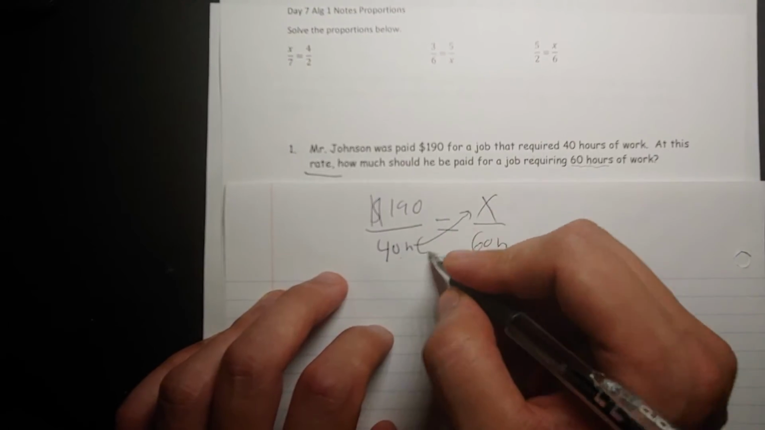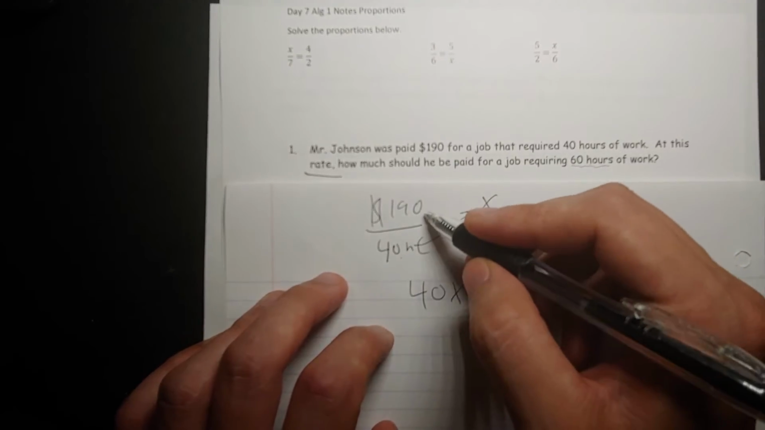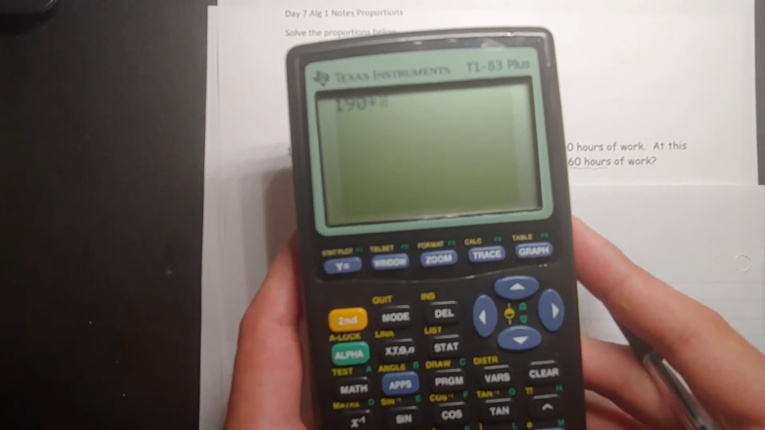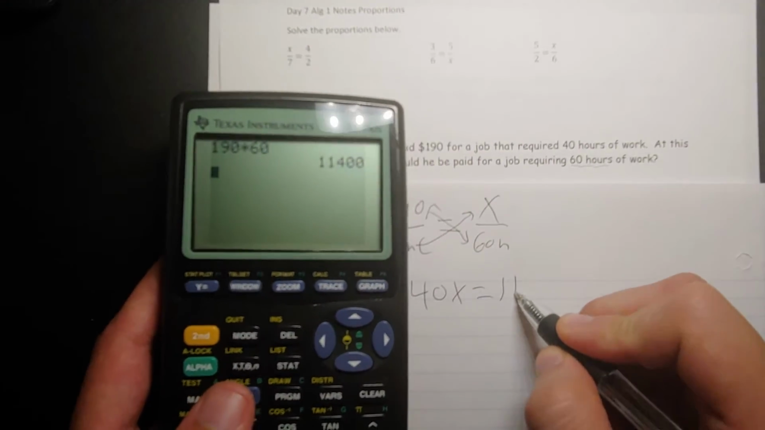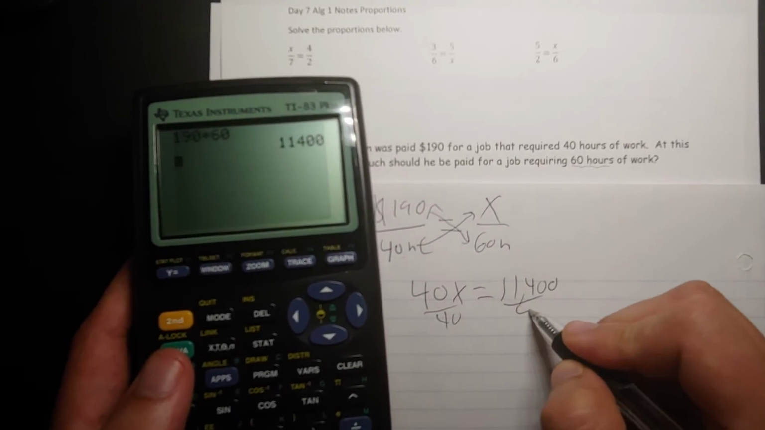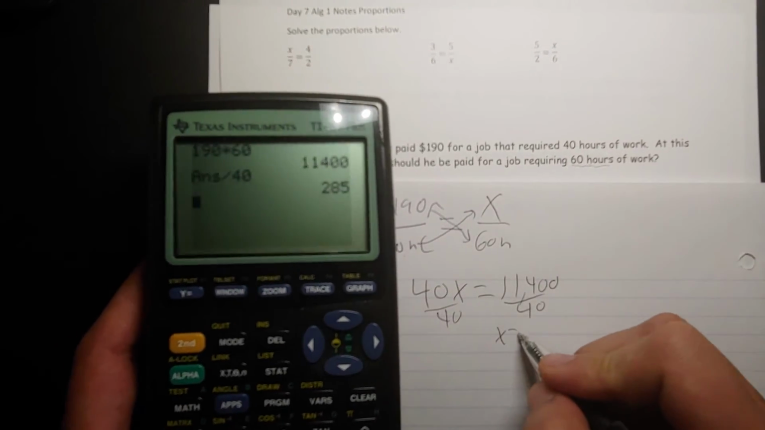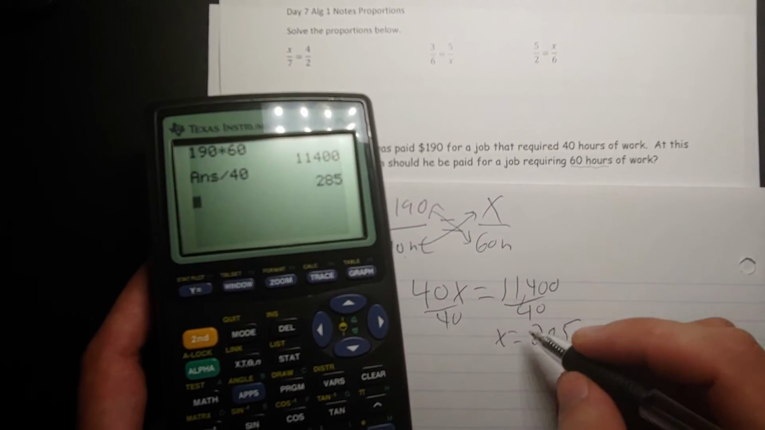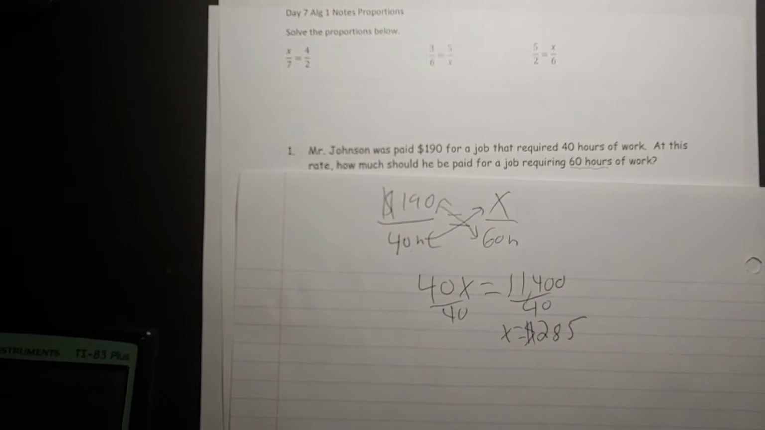Again, it's going to be the same thing. I'm going to cross multiply. 40 times x is 40x equals 190 times 60. I'm going to get out my calculator here. 190 times 60 is 11,400. Same thing, divide by 40. Divided by 40, we get x equals 285, but make sure you label it. It's $285. Money sign or the word dollars, doesn't matter.